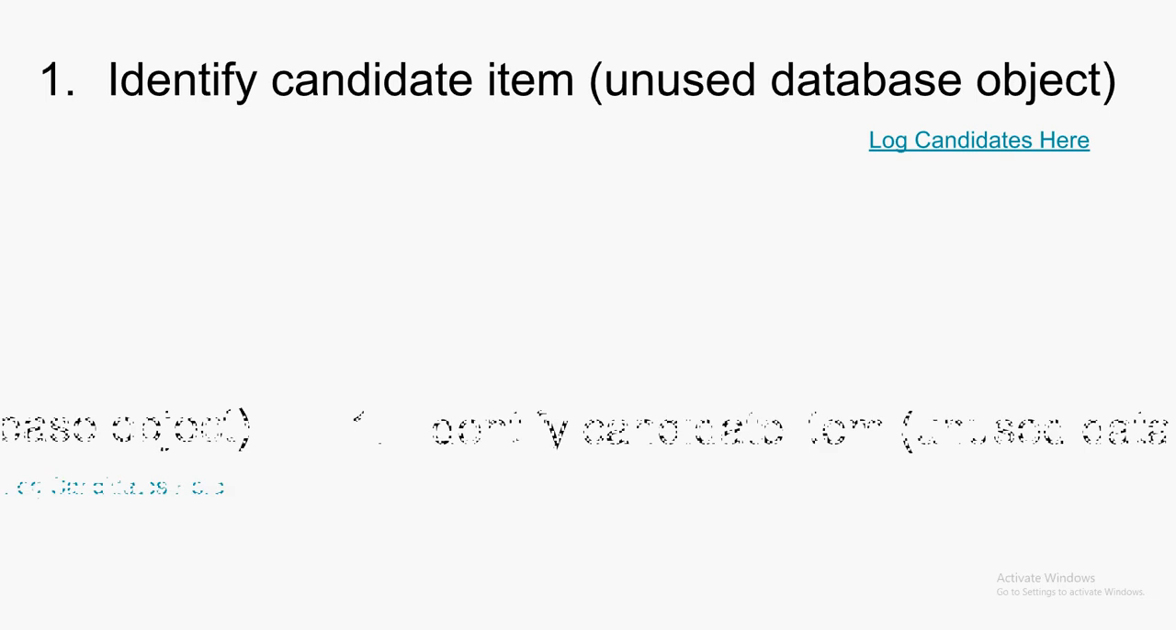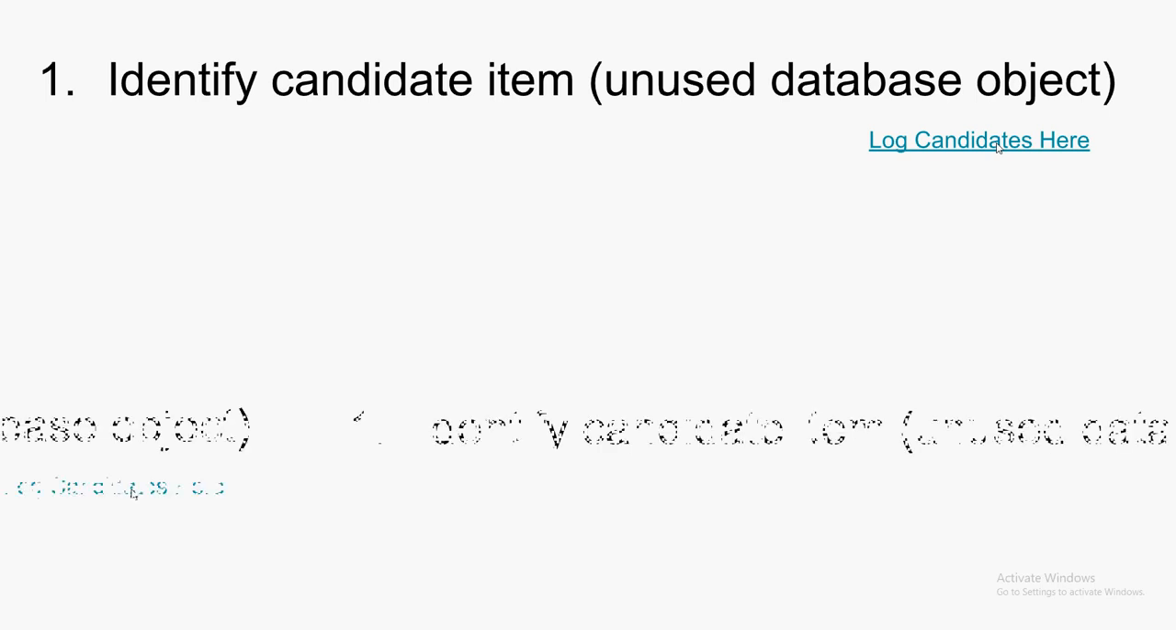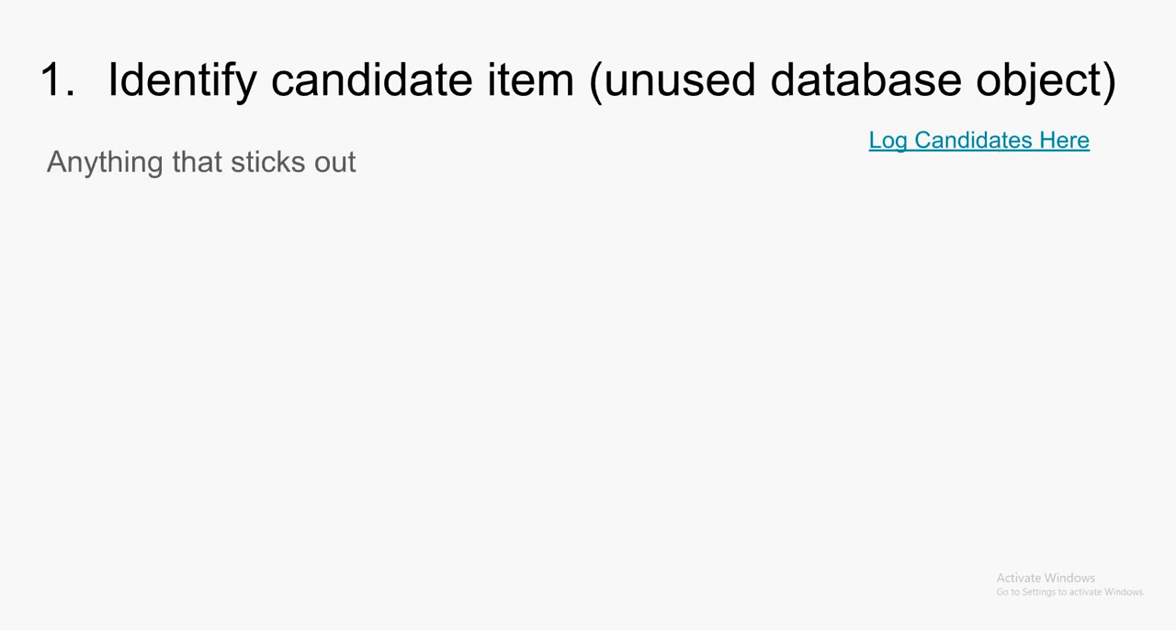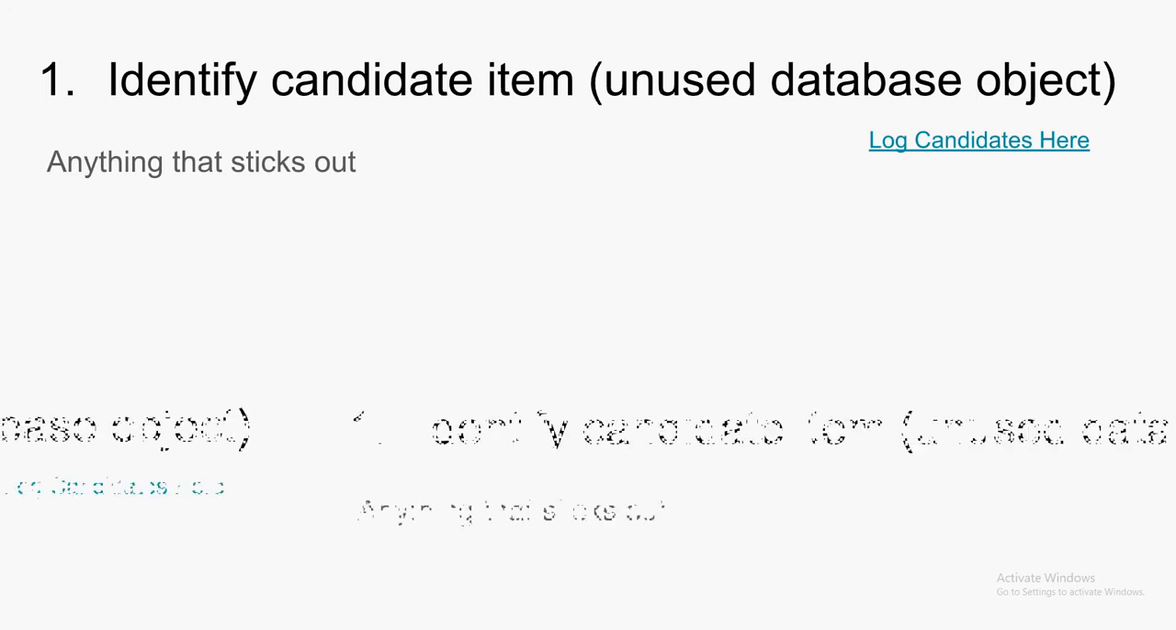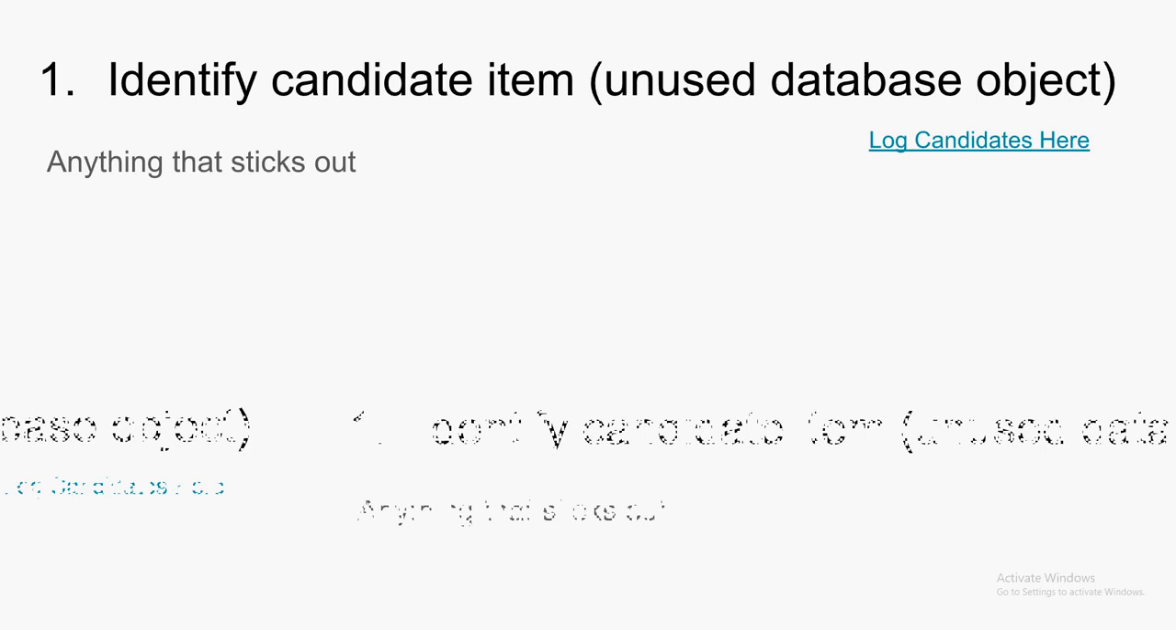Identifying an unused database object, I've also linked a spreadsheet here where we can keep track of that. So how do we identify something that isn't used? I've said that it might stick out. So how does it stick out? Well, if there's a section of our manager or a database object that doesn't look to be in place, then maybe it's a good candidate.